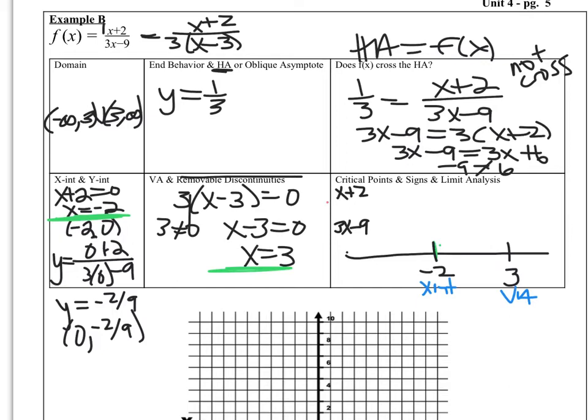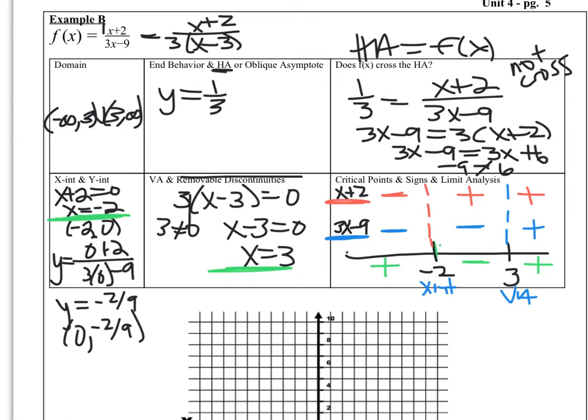So looking at x plus 2, that critical value is negative 2. So everything to the left is going to be a minus. Everything to the right is a plus. Critical value for 3x minus 9 is 3. Everything to the left is a negative. Everything to the right is a positive. The only reason I can do this shortcut is because I have positive x's. All right. And now we simplify. Negative, negative makes positive. Positive, negative makes negative. Positive, positive makes positive.